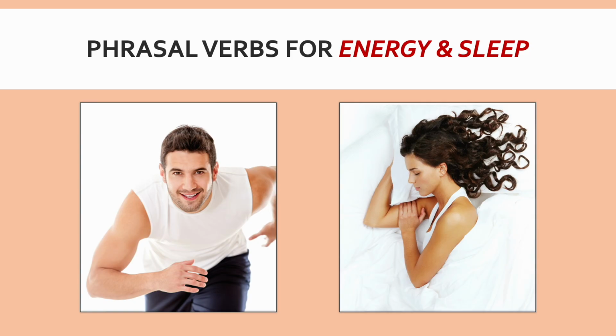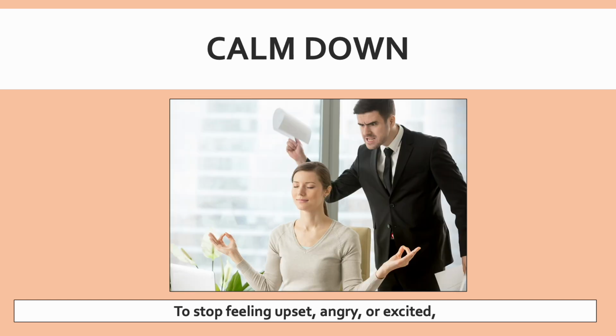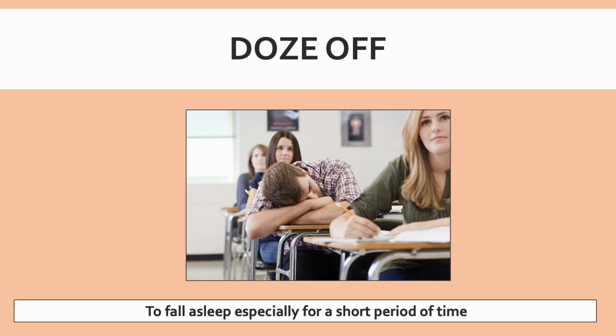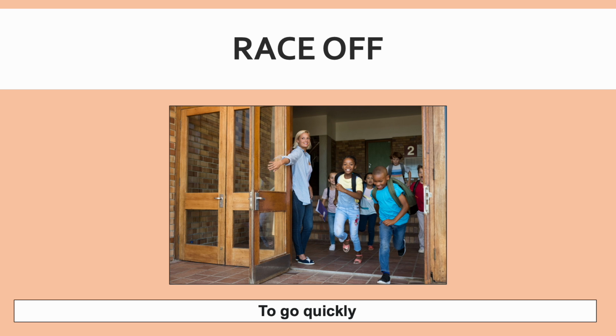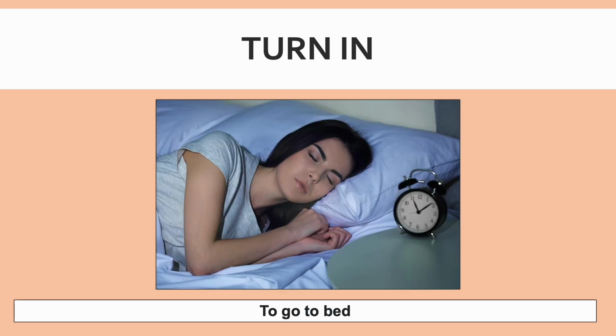These are some phrasal verbs related to energy and sleep. Burn out, to lose all your energy. Calm down, to stop feeling upset, angry, or excited. Chill out, to relax or take it easy. Doze off, to fall asleep, especially for a short period of time. Perk up, to become more cheerful, energetic, or to get more energy. Race off, to go quickly. Sleep over, to sleep or stay at another person's house. Turn in, to go to bed.